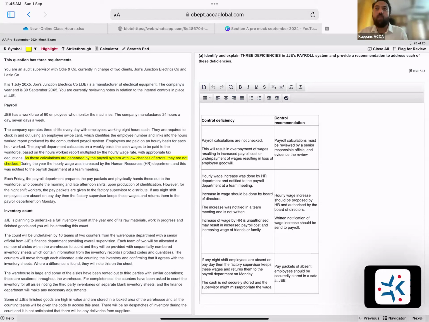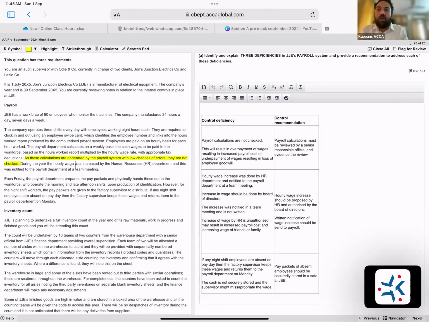It can be overpayment of wages resulting in increased payroll cost, or it can be underpayment of wages resulting in loss of employee goodwill. And what will be the control recommendation? That's pretty much simple. The payroll calculation should be reviewed by a responsible official and evidence the review. Deficiency 1, identified, explained, and recommendation provided.